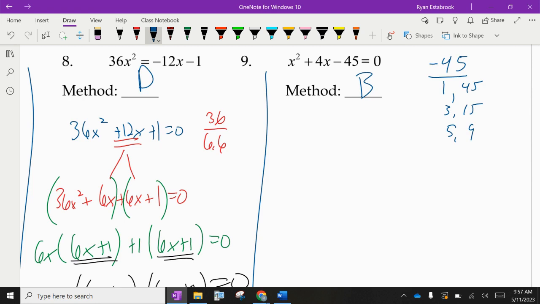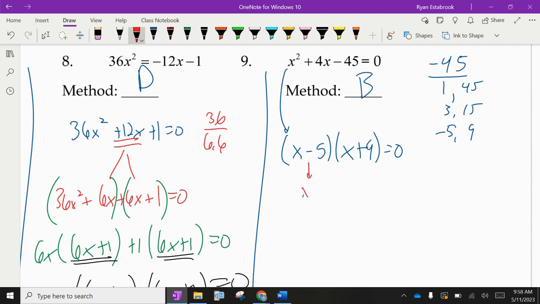9 and 5? What do you have to do with them to get a negative 45? One of them's got to be a negative, so we have to add to a positive 4. So which one of these will be our negative? 5. Because now they multiply to the negative 45. They add to positive 4. I like this method because I can go straight to the factoring. X minus 5, x plus 9 equals 0. There it is, factored.